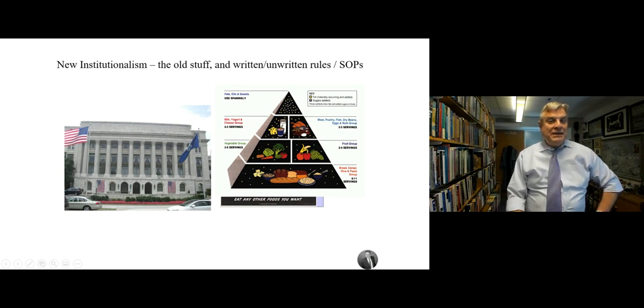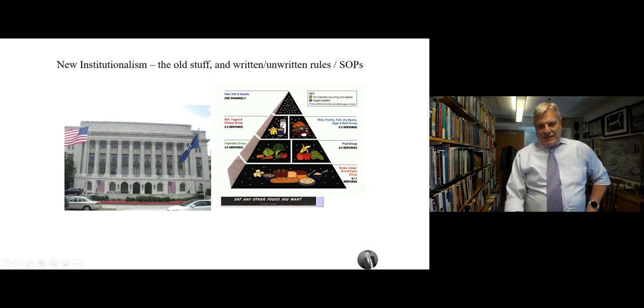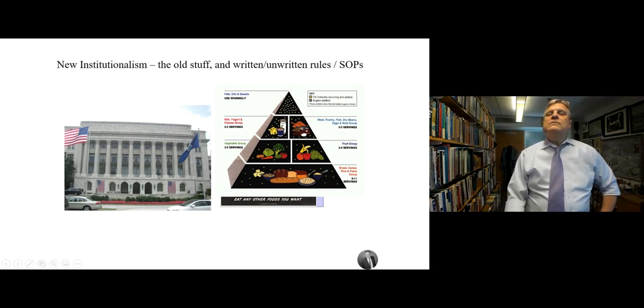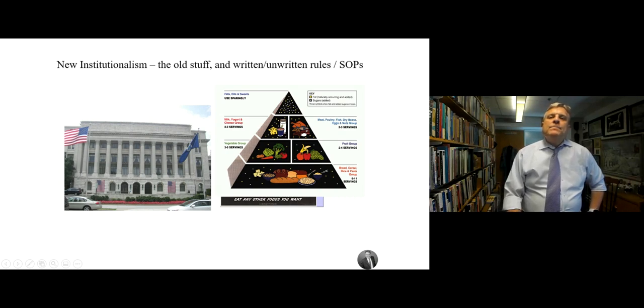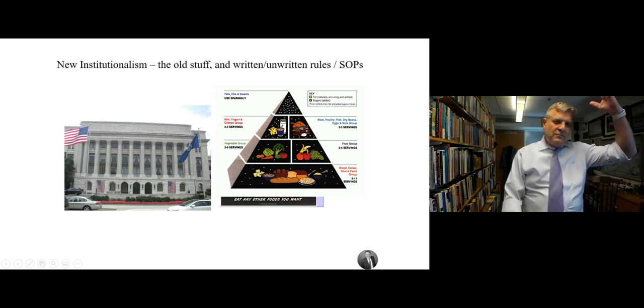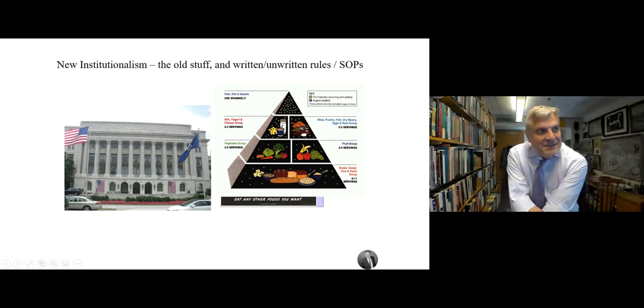That was a big change and a lot of debate. Because in this institutional reform, the things that we were supposed to use sparingly, like fats and oils, sweets, they're at the top of the pyramid, you know, where the pharaoh is communing with God. It was a really political process.